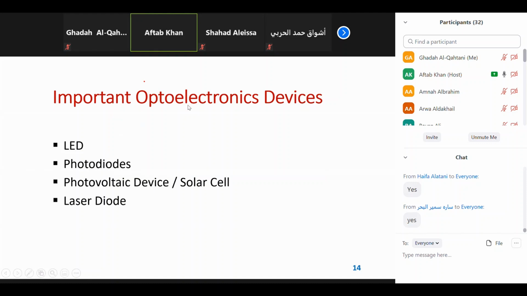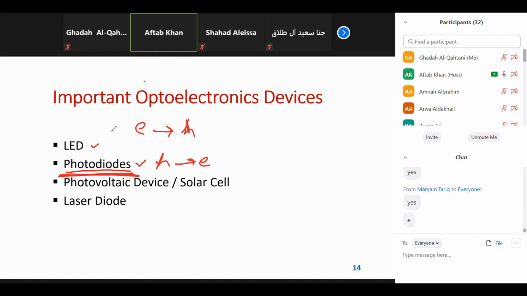So what are the important optoelectronic devices? LEDs are there, and we discussed the LED. Photodiodes perform the reverse operation. So basically LED is converting electrons to photons. We use hν for a photon. And this one is the opposite, photon to electrons. These are sensors which sense the light. They take the light and convert it into electrons.